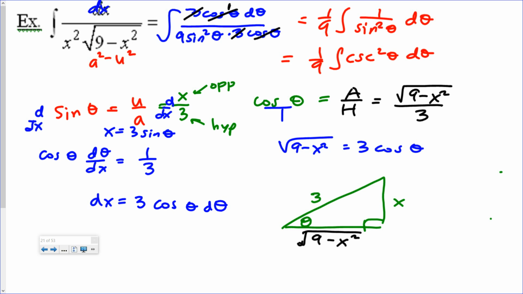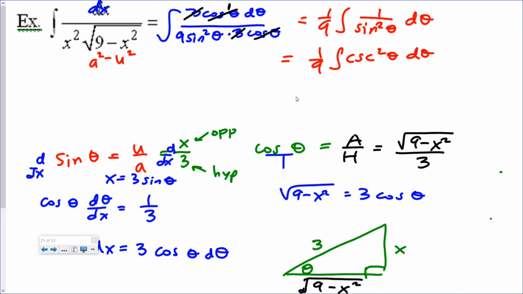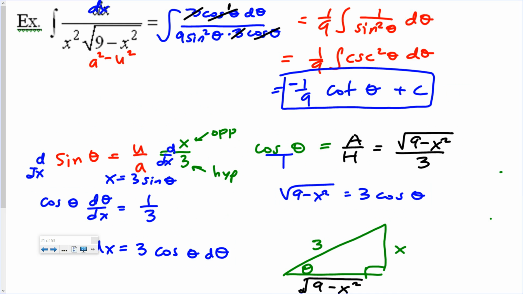Sometimes you have to use smarts. Basically, it's just definitions of your trig functions and also sometimes Pythagorean identities. Is this on my pink sheet? Yes, as a matter of fact, it is. The integral of cosecant squared is negative cotangent theta, so we get 1/9 times negative cotangent theta plus c.